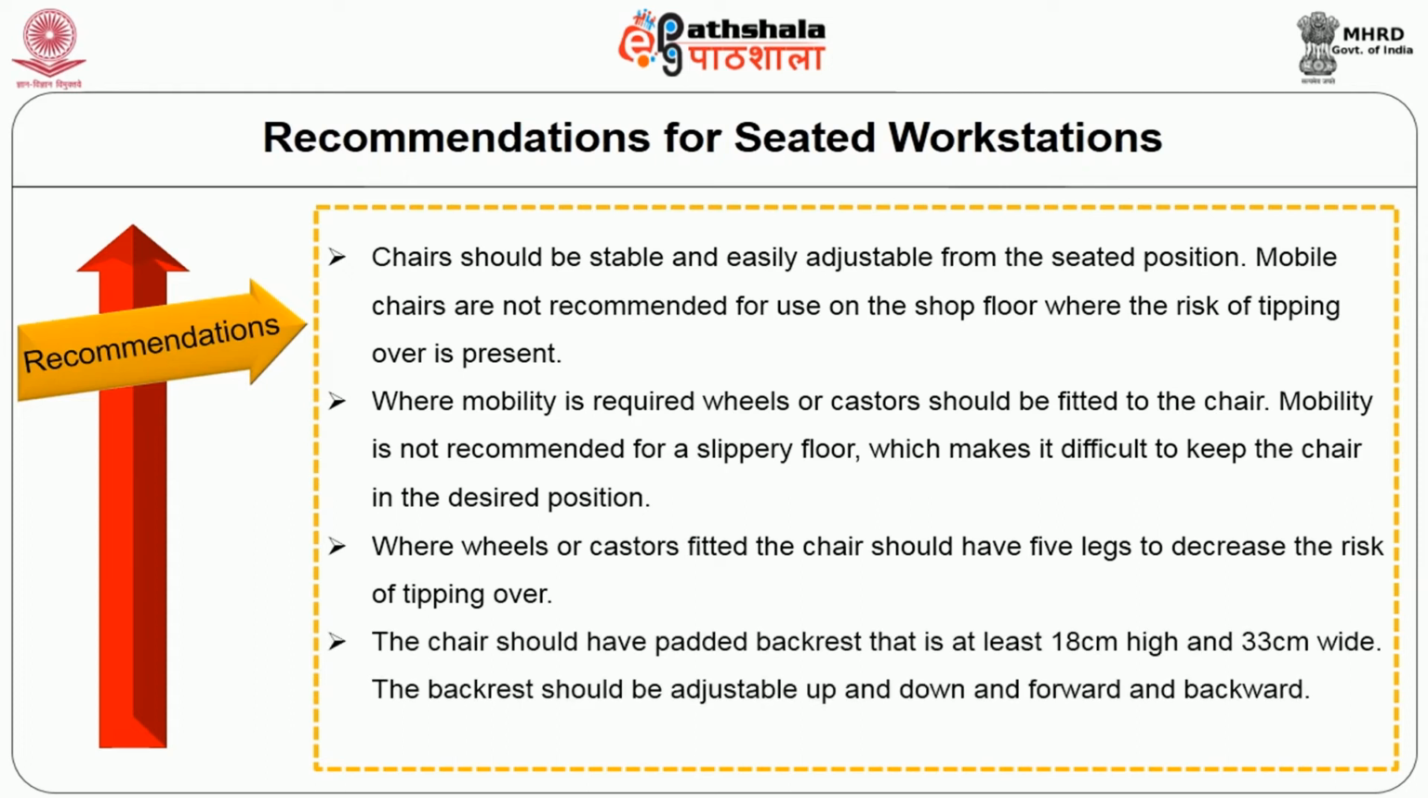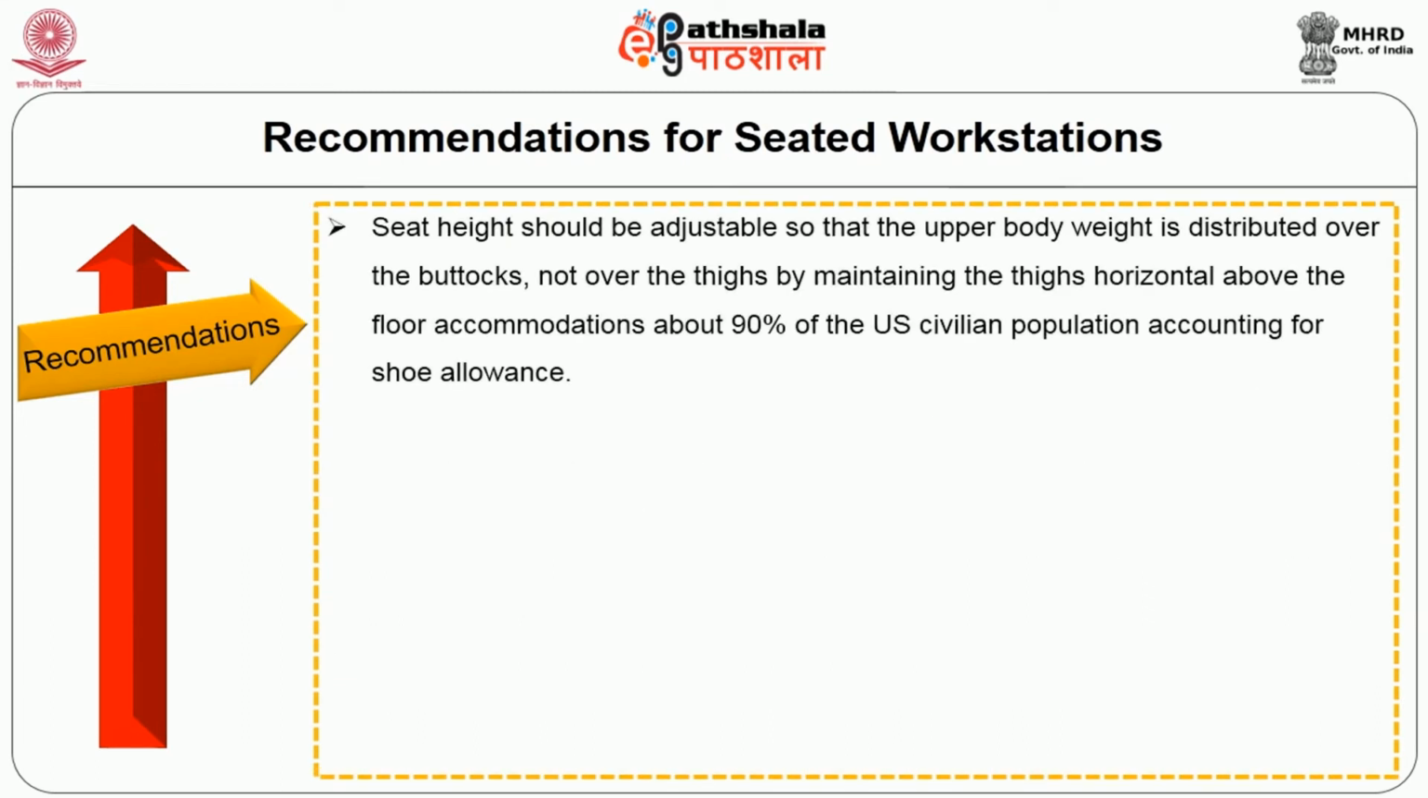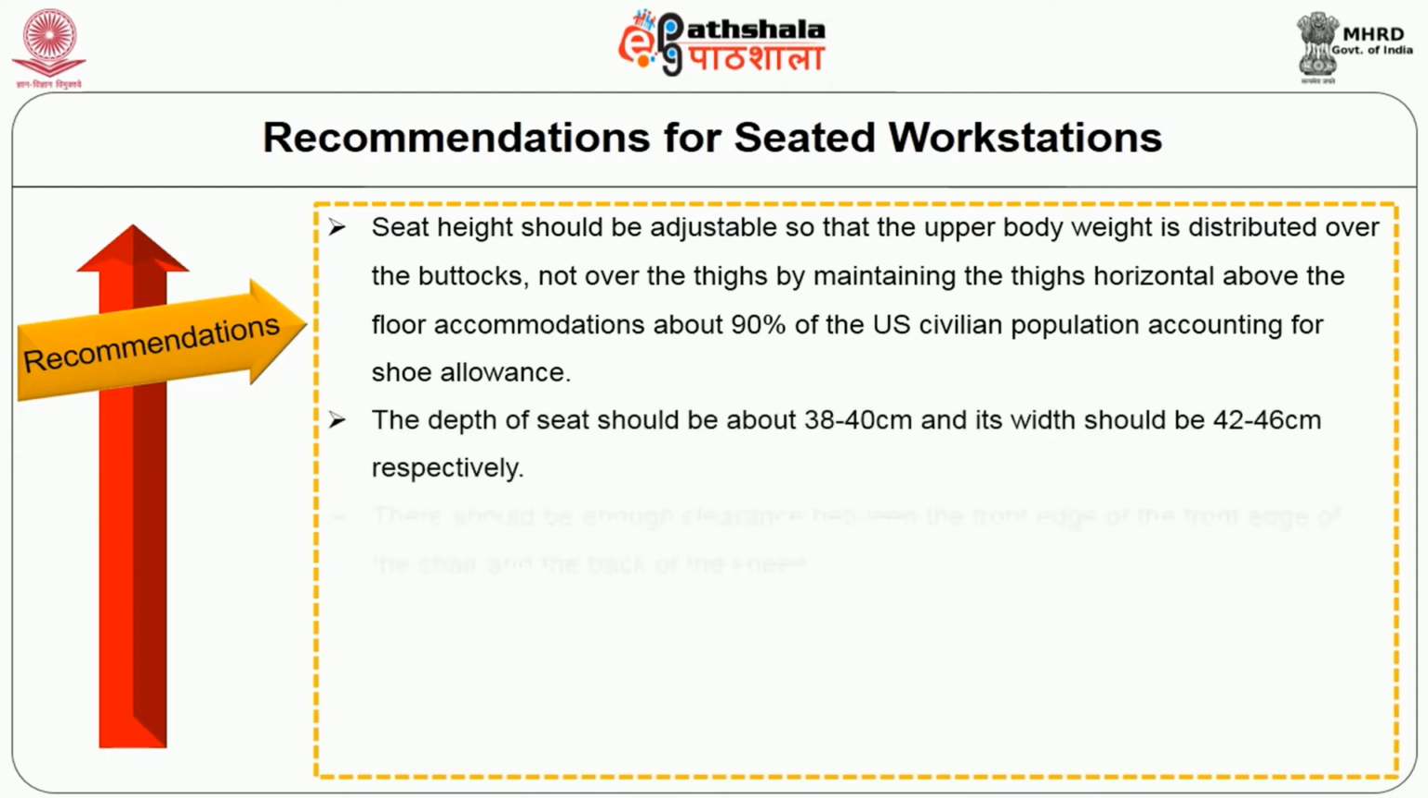The chair should have a padded backrest that is at least 18 centimeters high and 33 centimeters wide, and the backrest should be adjustable up and down and forward and backward. The seat height should be adjustable so that the upper body weight is distributed over the buttocks and not over the thigh by maintaining the thighs horizontally above the floor, and it can accommodate about 90% of the population accounting for the shoe allowance. Now, the depth of the seat should be around 38 to 40 centimeters and its width should be 42 to 46 centimeters respectively.